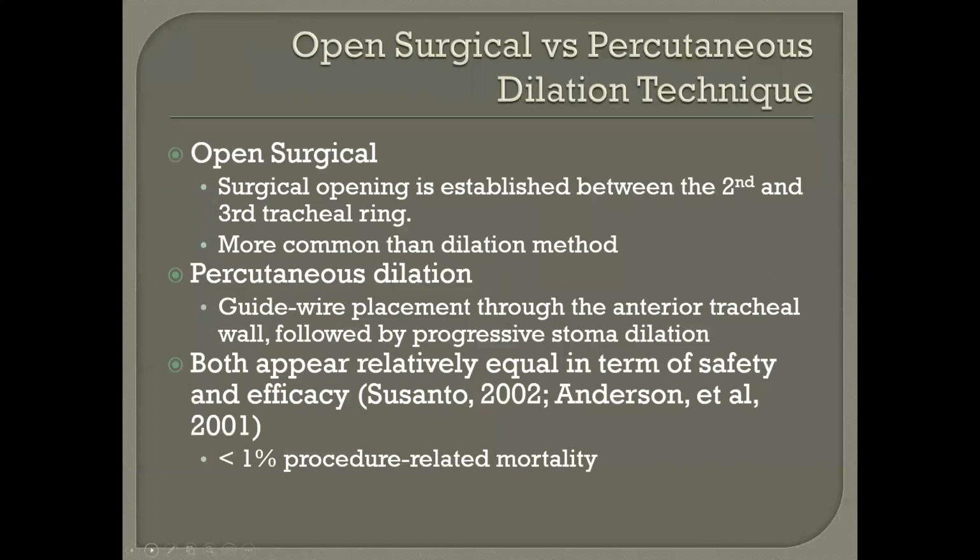Open surgical versus percutaneous dilation method. In open surgical, the surgical opening is established between the second and third tracheal ring, much more common than the dilation method. Again, for the sake of completeness, in percutaneous dilation a guide wire is placed through the anterior tracheal wall, followed by progressive stoma dilation. Both appear relatively equal in terms of safety and efficacy. It's been studied and generally has a very low, but not non-existent, procedure complication and mortality.